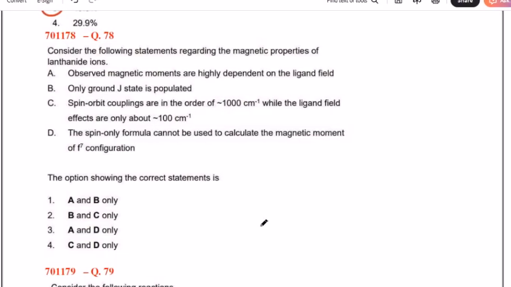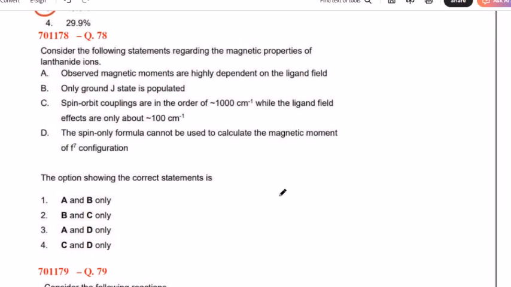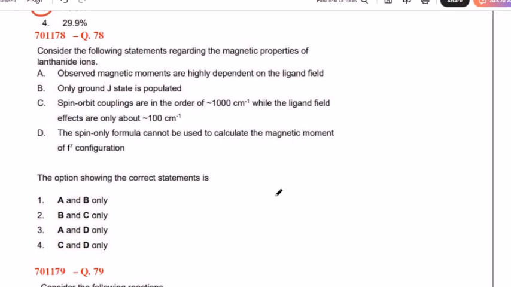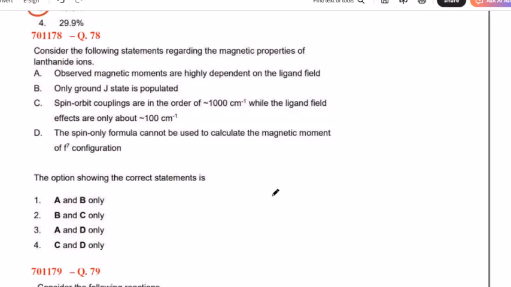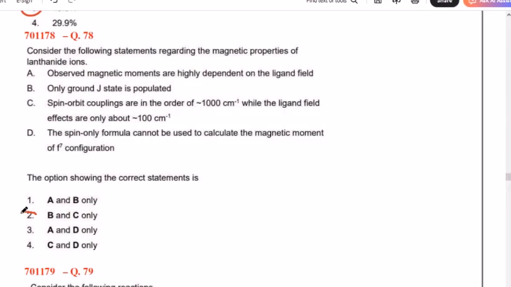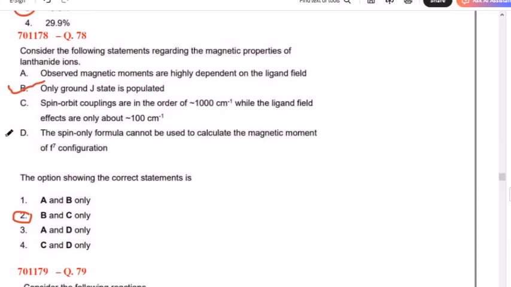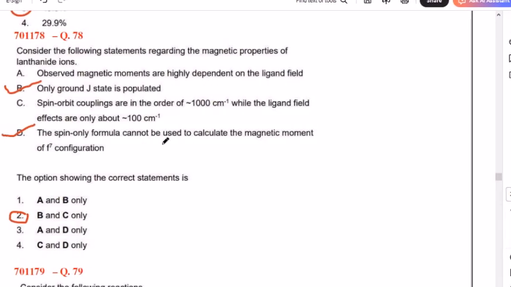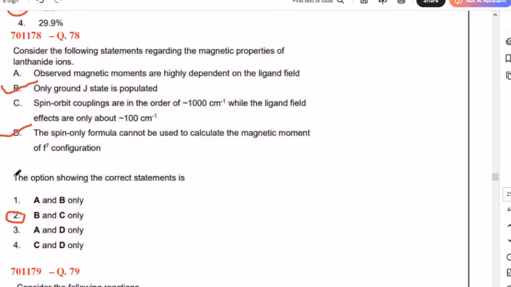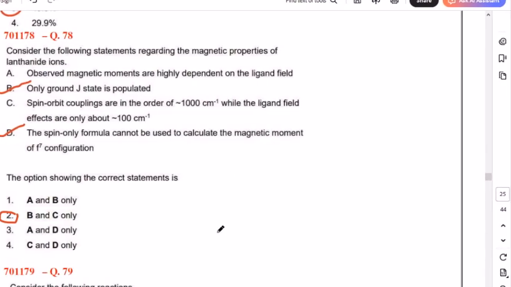The spin only formula cannot be used to calculate the magnetic moment of f7 configuration. So for question number 78, option 2 is the correct option, friends. That is, B and C are correct statements: only the ground J state is populated, and the spin only formula cannot be used to calculate the magnetic moment of f7 configuration. So option number 2 is the correct option, friends. Next.